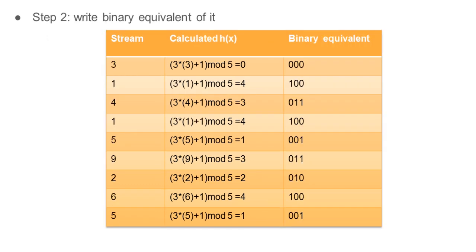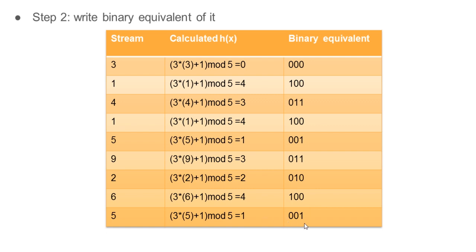In step 2, we try to find out the binary equivalent of it. So now as we know it is 0, we will write it as 0, 0, 0. 4 in binary is written as 1, 0, 0. 3 will be written as 0, 1, 1. Again 4, which will be written as 1, 0, 0. 1, which is written as 0, 0, 1. 3, that is written as 0, 1, 1. 2, which is written as 0, 1, 0. 4, which is written as 1, 0, 0, and 1, which is written as 0, 0, 1.